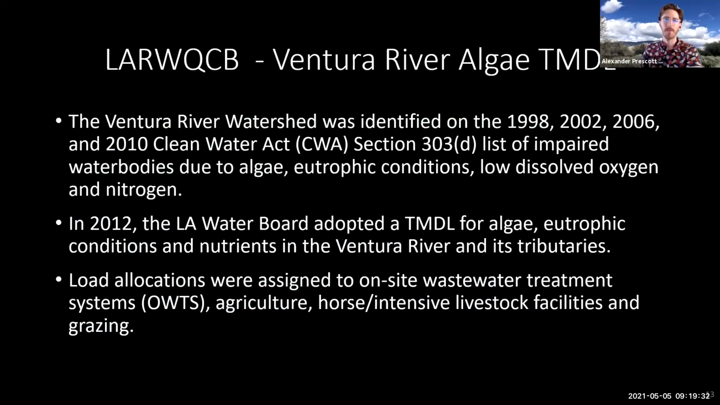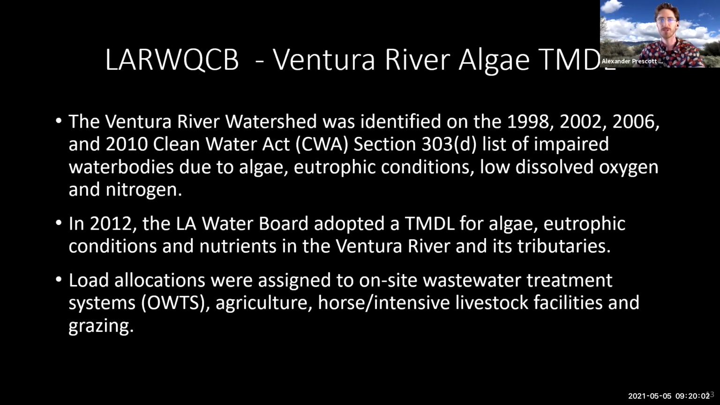Thank you, Dan. My name is Alexander Prescott, and I'm an environmental scientist with the Los Angeles Regional Water Quality Control Board. And here with me today is my supervisor, Dr. Jun Ju, Chief of the TMDL and Non-Point Source Unit. The Ventura River watershed was identified in the 1998, 2002, 2006, and 2010 Clean Water Act, Section 303(d) list of impaired water bodies due to algae, eutrophic conditions, low dissolved oxygen, and nitrogen.